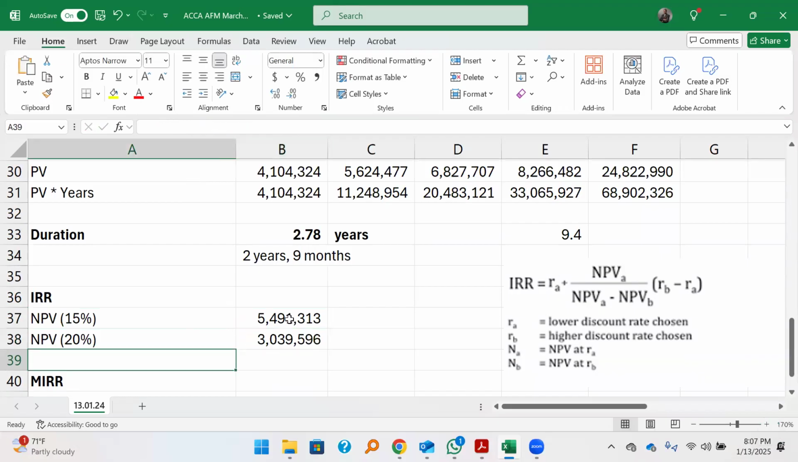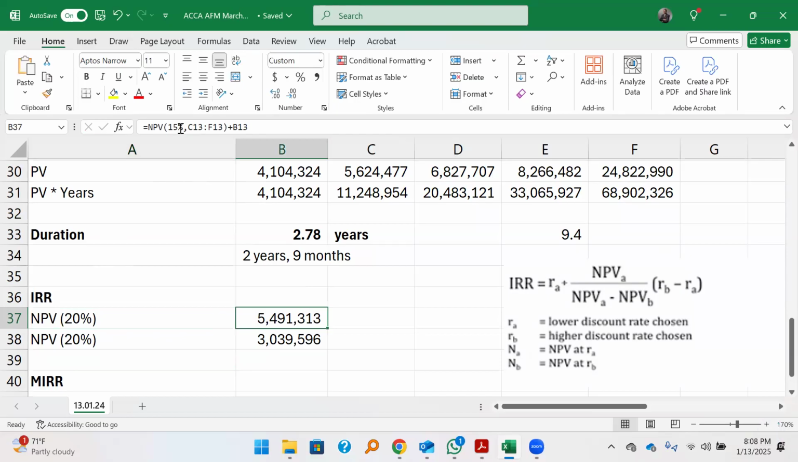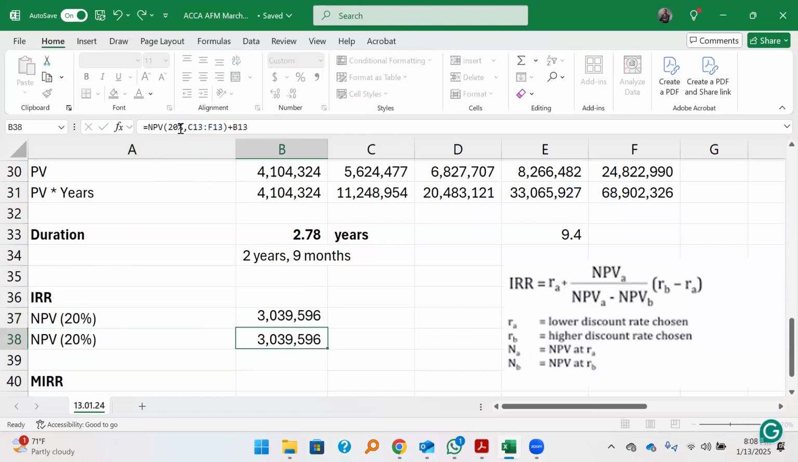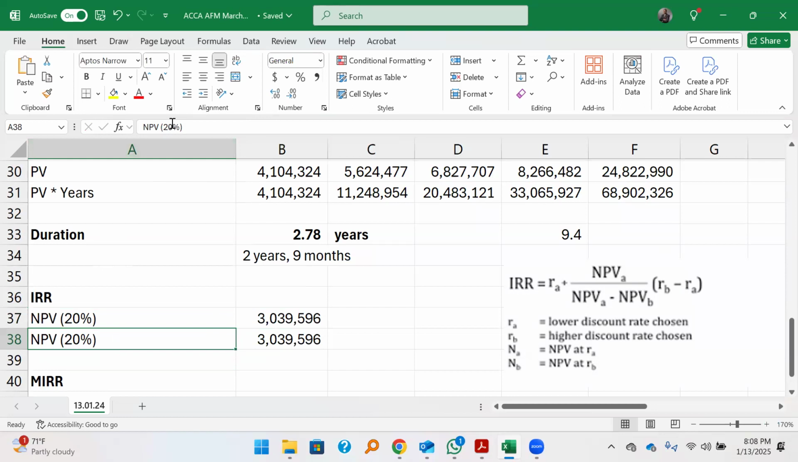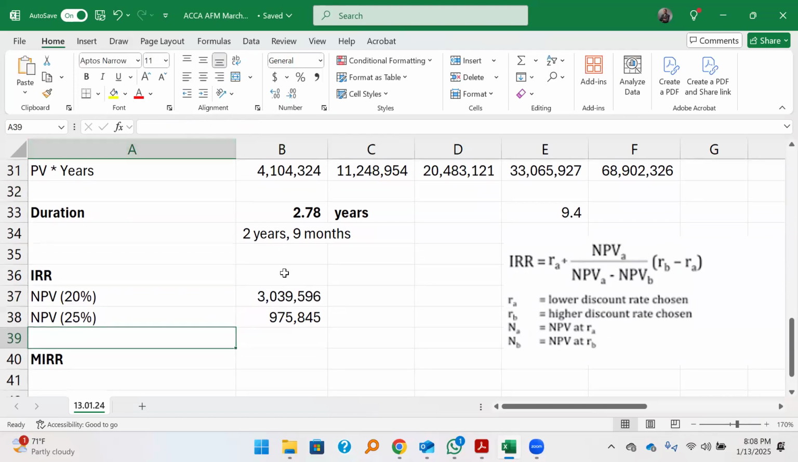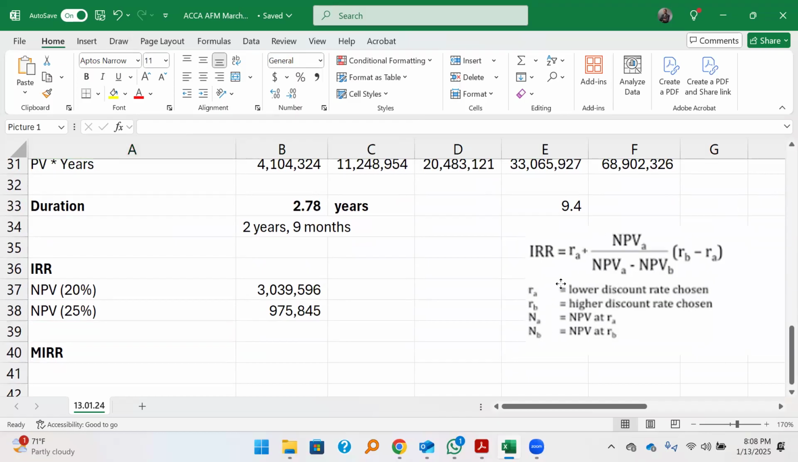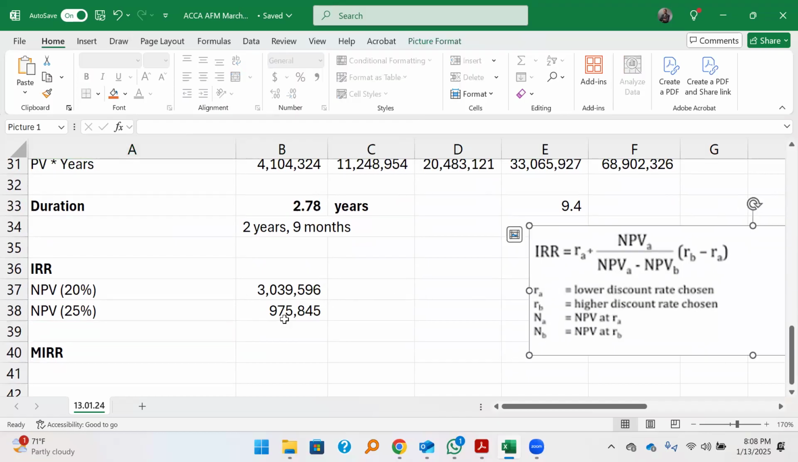And even here, I'm still at positive, but I'm coming close. But just for the sake of it, let me now do 20 and 25. Now let's make this one 25%. And I'm still at positive. But at this point, let me just first find what the IRR is, then we can see where it lies.